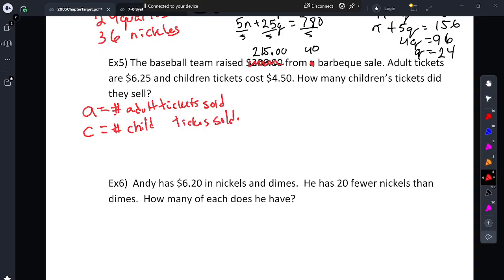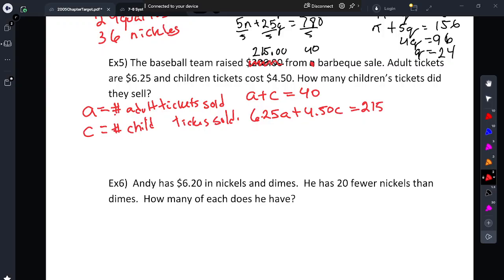All right, once again, this is a perfect example of this. How many and how much? How many? 40. How much? It's basically the same problem again, yeah? So adult tickets plus child tickets adds up to 40. And then how much is an adult ticket? 6.25 times A plus a kid's ticket is 4.50 times C. How much money from the adult tickets plus how much money from the kids' tickets equals $215.